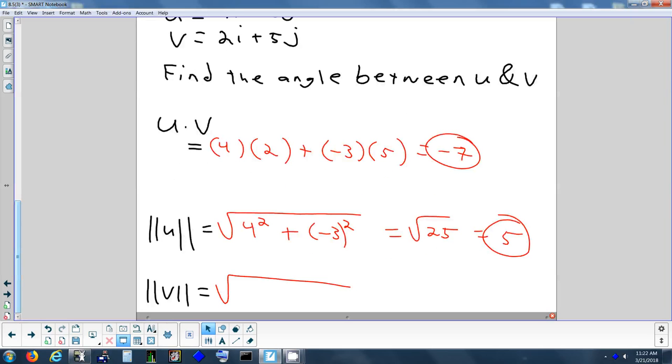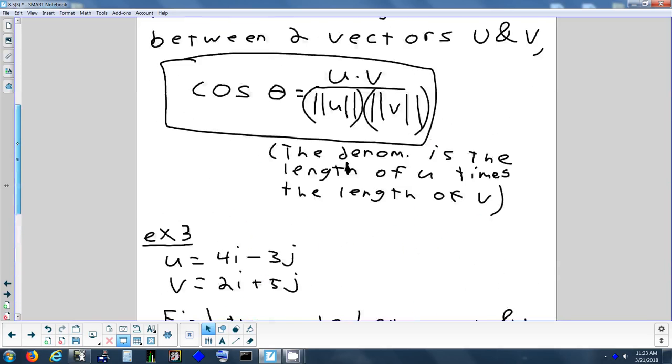Square root of 4 squared plus 5 squared. Wait a minute. 2 squared, which is going to be 4. 2 squared plus 5 squared. 4 plus 25 gives me 29. Just leave it as the square root of 29. Okay. Any questions on how we found the three things? Great. We just type them in.